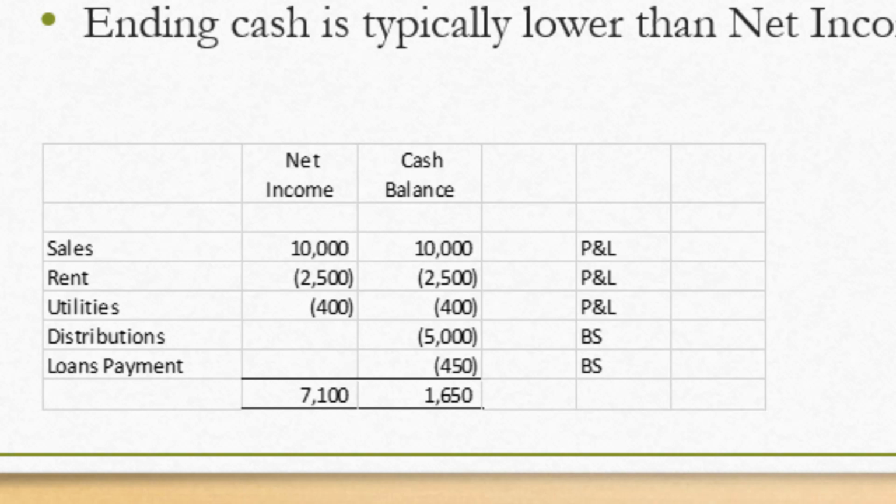So things like distributions and loan payments affect your balance sheet, while they do not hit your net income, and your taxes are based off of your net income, that higher number of $7,100.